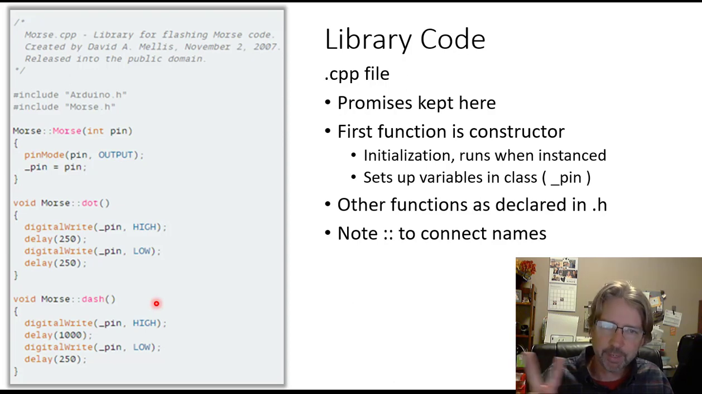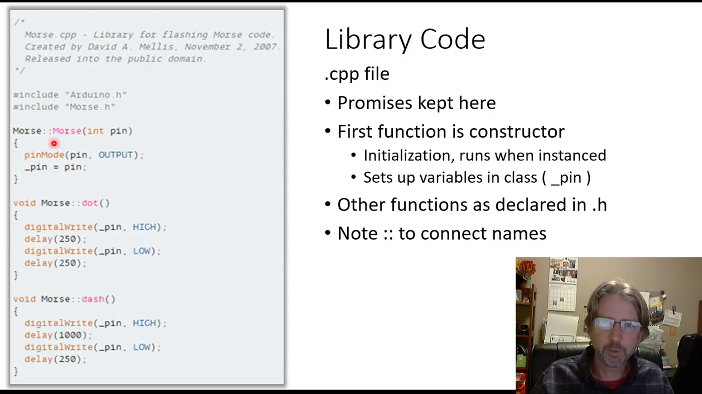The second file in our library is this .cpp file, and this is where we keep all of our promises. So we have to define all the functions. All the variables were declared in the .h file, and that's all we have to do there. But we have #include Arduino.h again, we've seen that before, and then we #include Morse.h. That's the one that we just looked at, where all of our declarations were made. And then we keep all the promises.